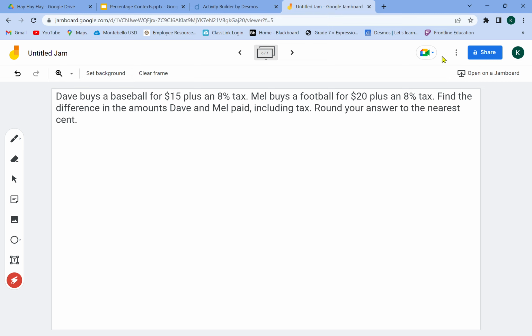Okay, so in this problem you're dealing with taxes this time around. Here it says that Dave buys a baseball for $15 plus an 8% tax. Mel buys a football for $20 plus an 8% tax. Find the difference in the amounts Dave and Mel paid, including tax. Round your answer to the nearest cent.